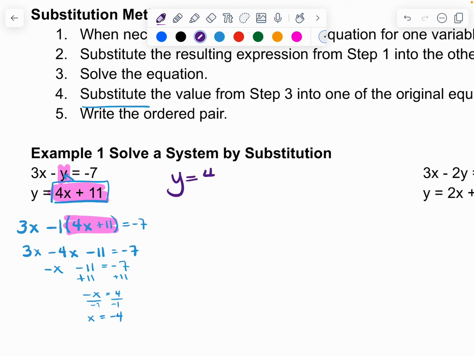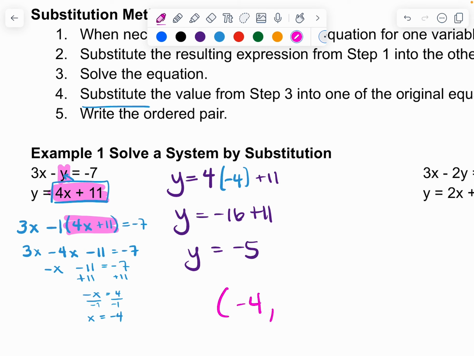I don't care. I'm actually going to pick the second one. So I have y equals 4 times, replacing the x with -4, plus 11. So I get y equals -16 plus 11, and I get y equals -5. Now, I need to write that as an ordered pair, so -4, -5. And that's what you do. And this is my answer.